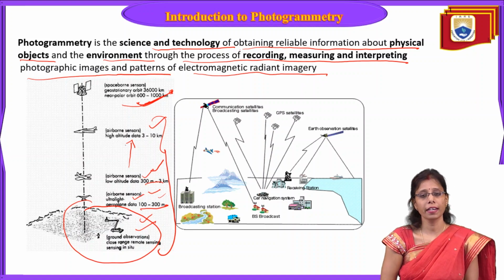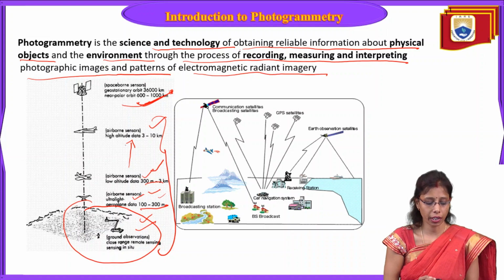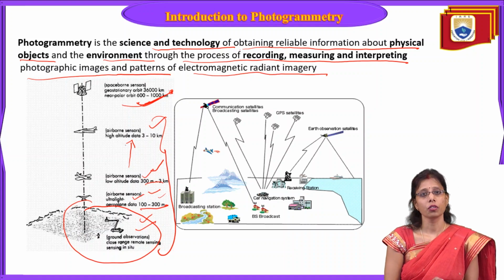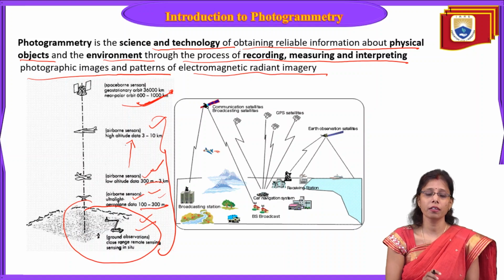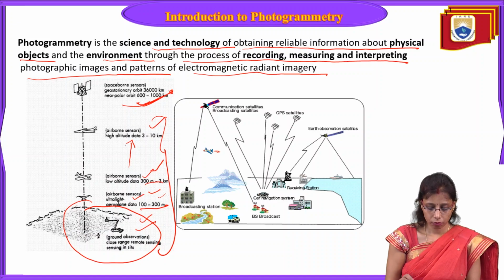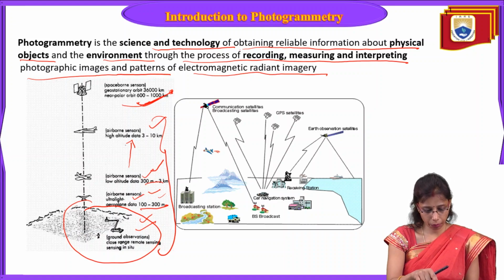Photo means presence of light. Sunlight is required to capture all kinds of information. So photogrammetry is only possible whenever sunlight is available. At nighttime it cannot capture the information, right? So these were the different platforms of photogrammetry.